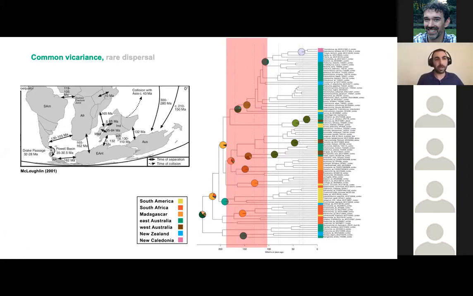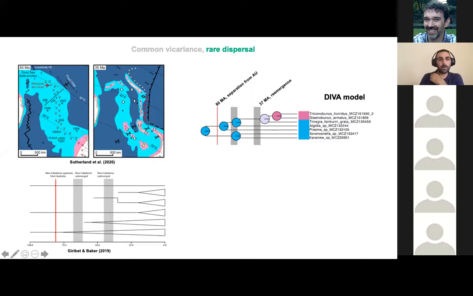What about rare dispersal? There's one instance of long distance dispersal in this phylogeny, and that's to New Caledonia. New Caledonia separated from Australia 80 million years ago. After that separation, it went through multiple periods where it was completely submerged underwater, re-emerging 37 million years ago to essentially where it is now.